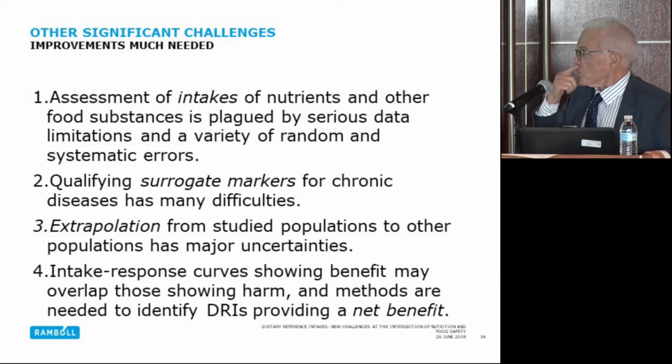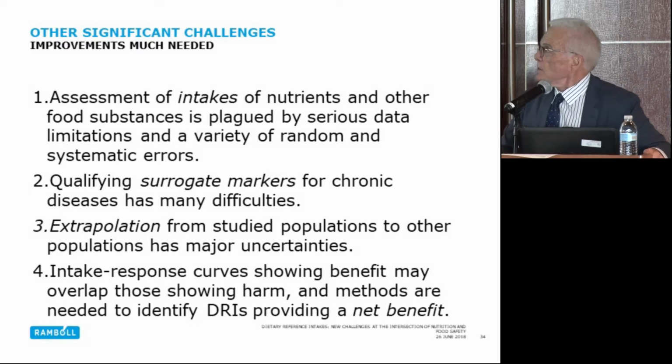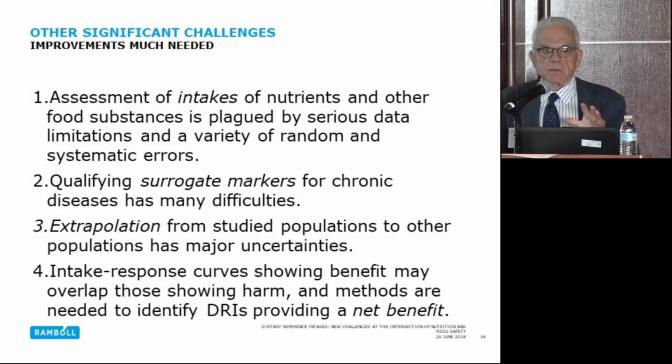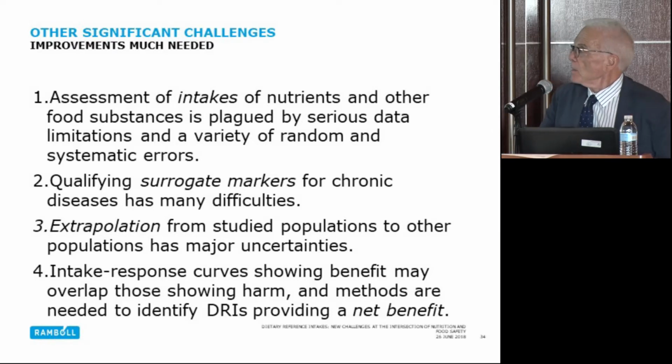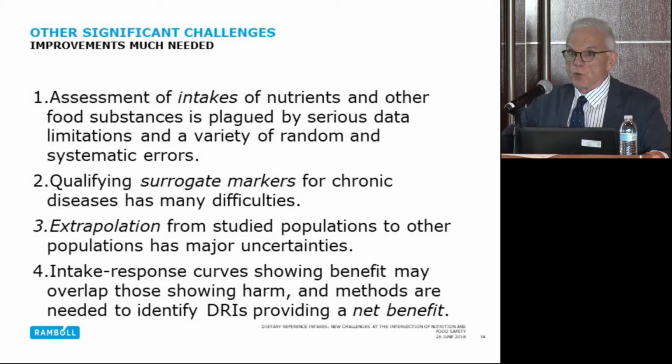A few other challenges that come up, and I think I'm just about done. The report talks about the problem that I think you all know so well in studies of nutrients or other food substances. Intake evaluation is very suspect. It is very difficult to do well with high accuracy. Much improvement needed there. Qualifying surrogate markers is, I think, a really serious stumbling block to moving toward DRIs for chronic diseases. It's going to be fairly limited.